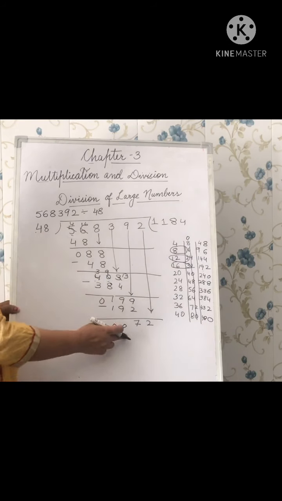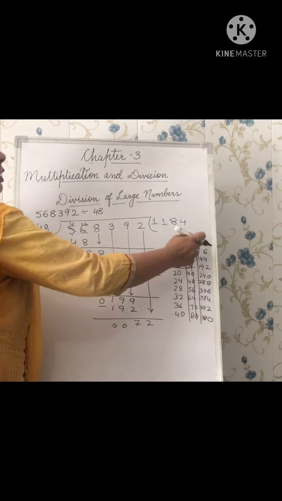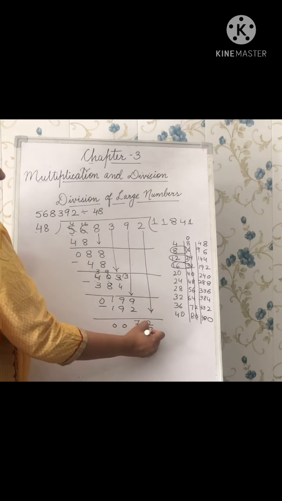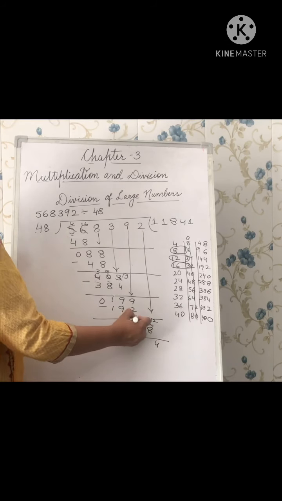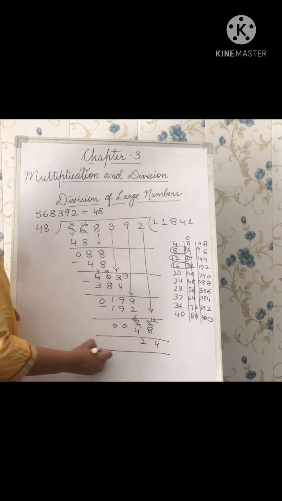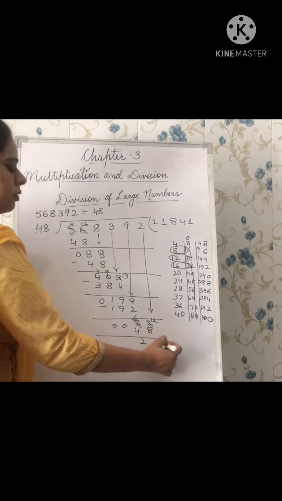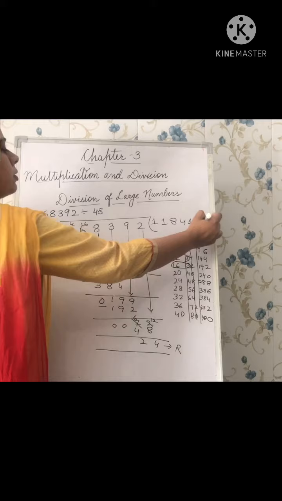Now what is smaller than 72 in the table of 48? That is 48 only. So you will write here 1. So 48. 12 minus 8 is 4. 6 minus 4 is 2. So 24. 24 is again less than 48. So this is our remainder. And this is our quotient.